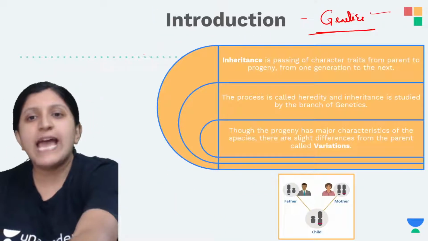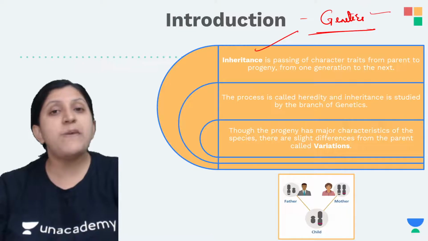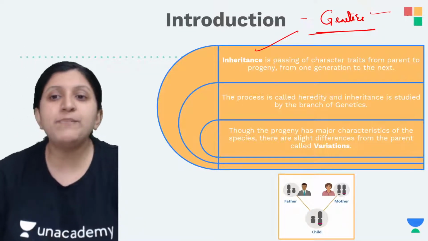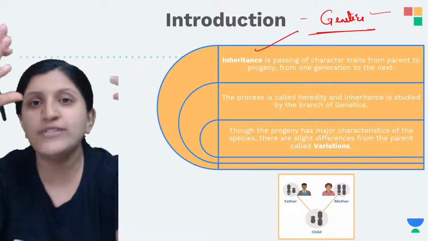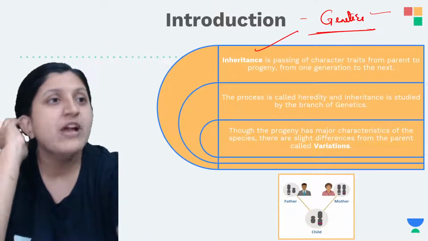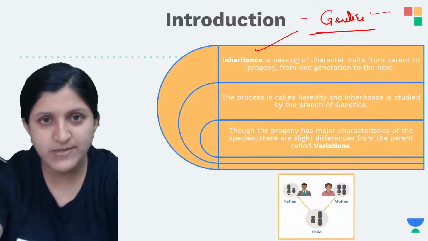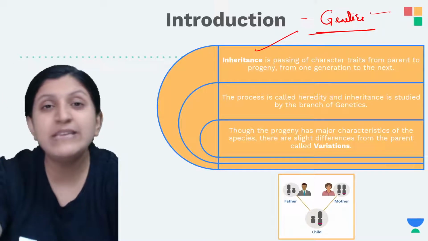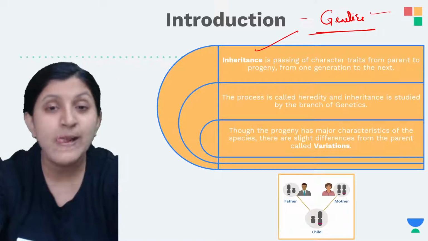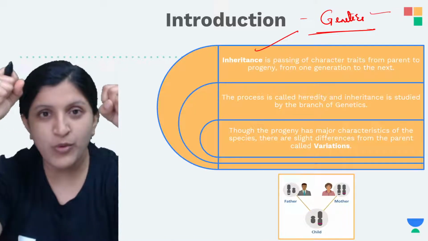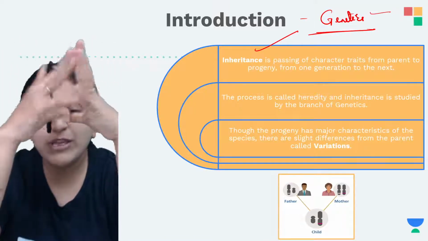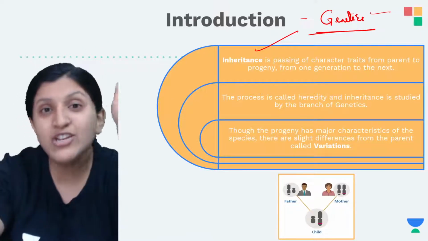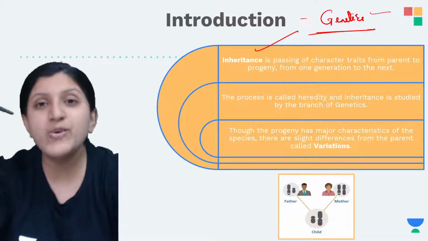So what exactly is mentioned here? Inheritance is passing of characters, that is traits, from parents to the progeny. You can see the passage of these, how exactly they are moving. Now when fertilization occurs, there is a sperm and the ovum that combine. So what exactly is happening? The parental genes are coming through the sperm and through the ovum, and there is formation of the zygote, which has a gene from the mother as well as from the father.